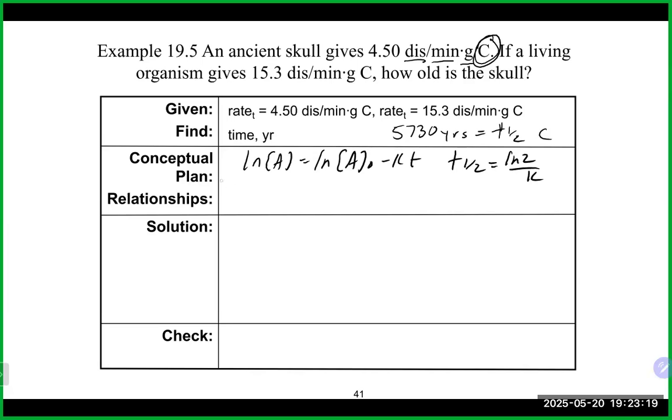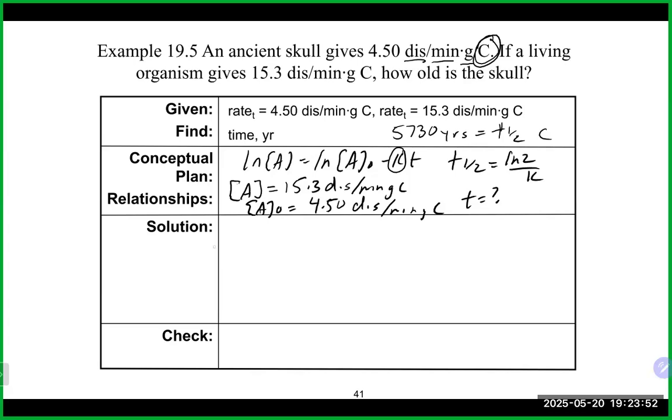Here we have our initial, which is our living thing, 15.3 disintegrations per minute per gram of carbon. Our final, which is the dead thing, is 4.5 disintegrations per minute per gram of carbon. And we want to know T, how old is it? So once again, we need to use our half-life equation to get our decay constant so that we can solve for time.